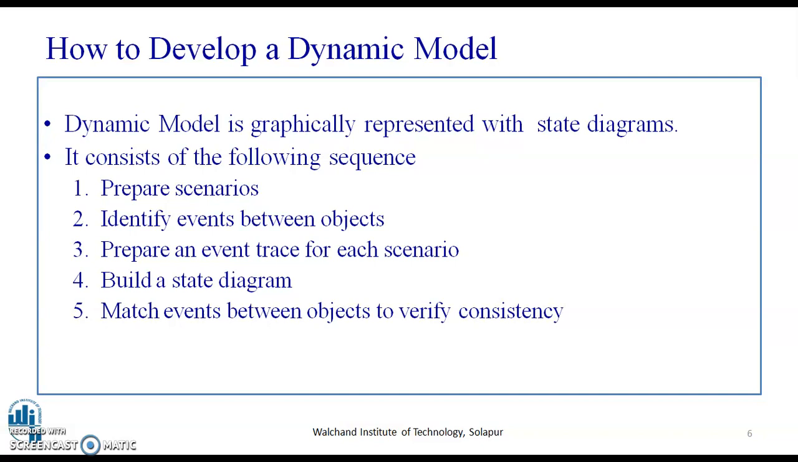So now dear students, we are understanding how to develop a dynamic model. So dynamic model actually involves n number of steps. We begin with a scenario, then we prepare an event trace diagram and finally we build a state diagram. And then we check the synchronization of each of these with one another. Finally, we need to see whether there exists a match between the events to verify the consistency between the object model, the dynamic model and the functional model.